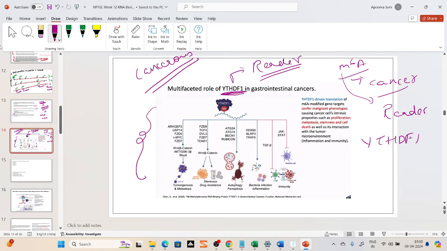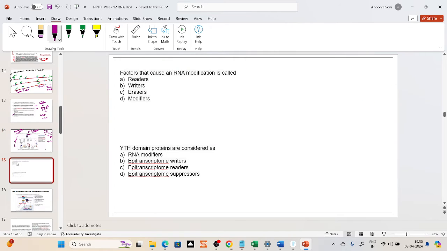Now, let us try to solve these two questions. Factors that cause an RNA modification are called readers, writers, erasers, or modifiers. Think about it. I'll give you one minute.